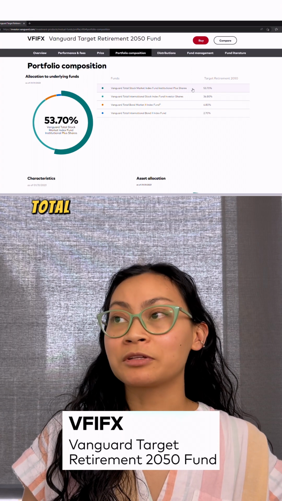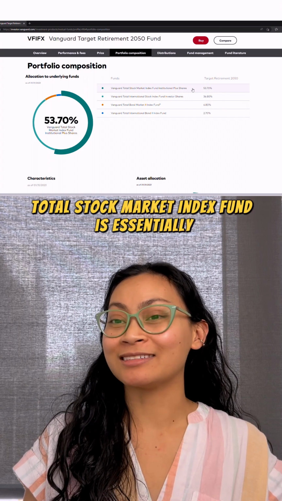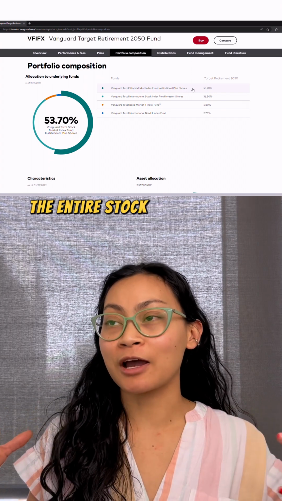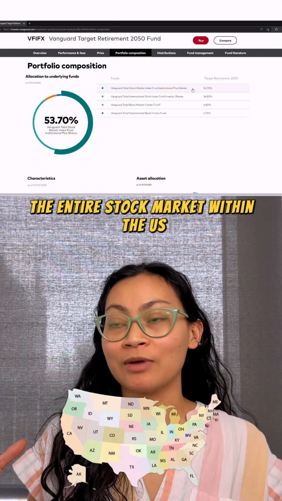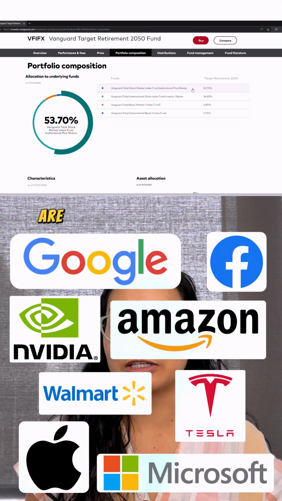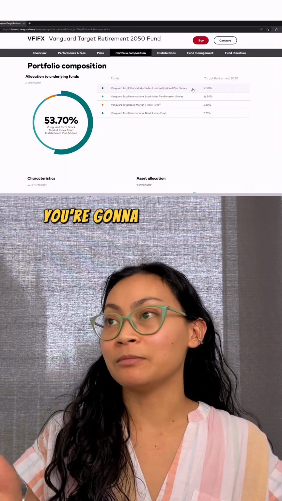So the Vanguard Total Stock Market Index Fund is essentially the entire stock market within the US. So all of the companies that are traded publicly in the US, you're going to be invested in.